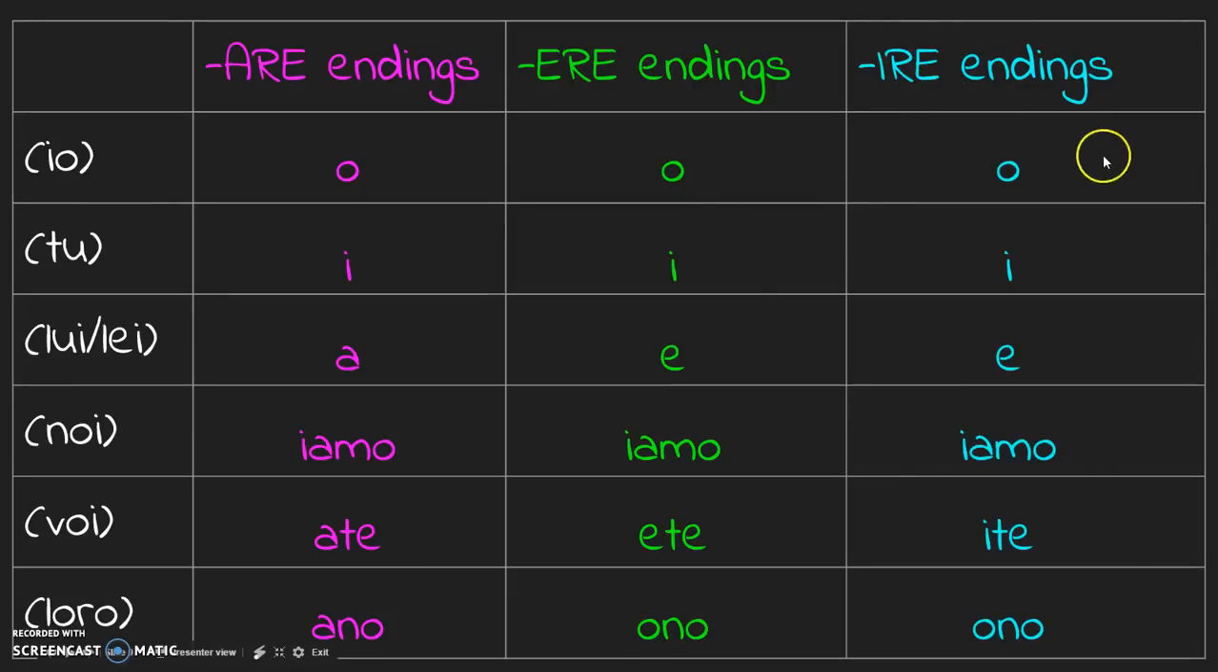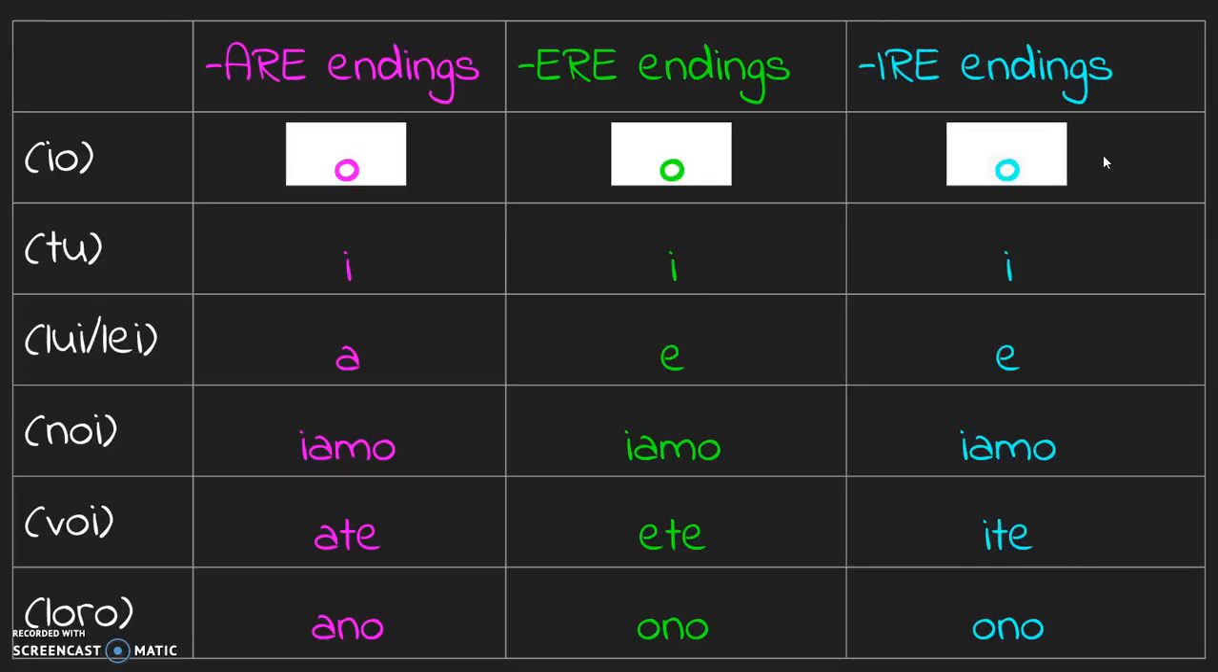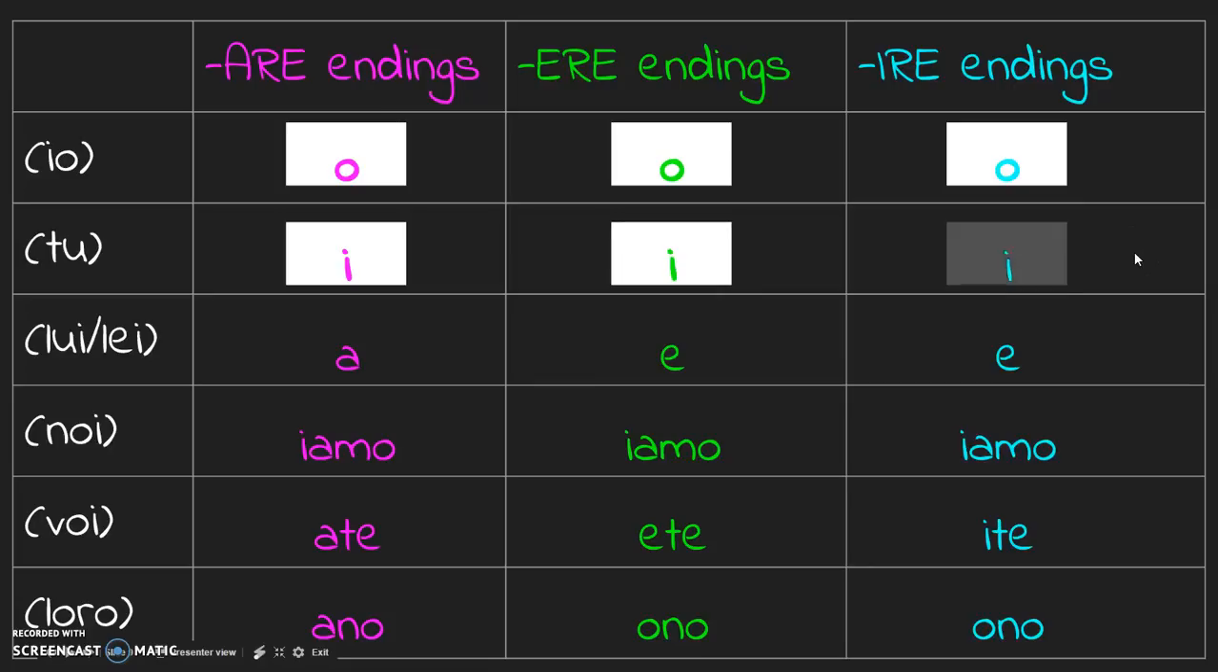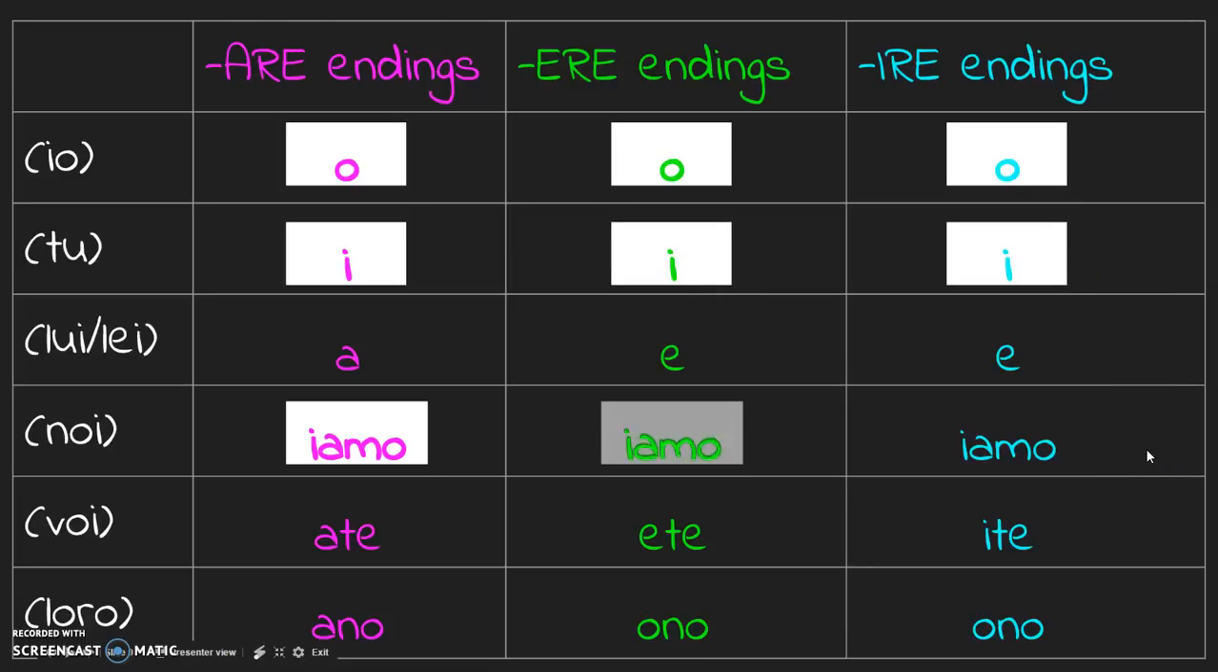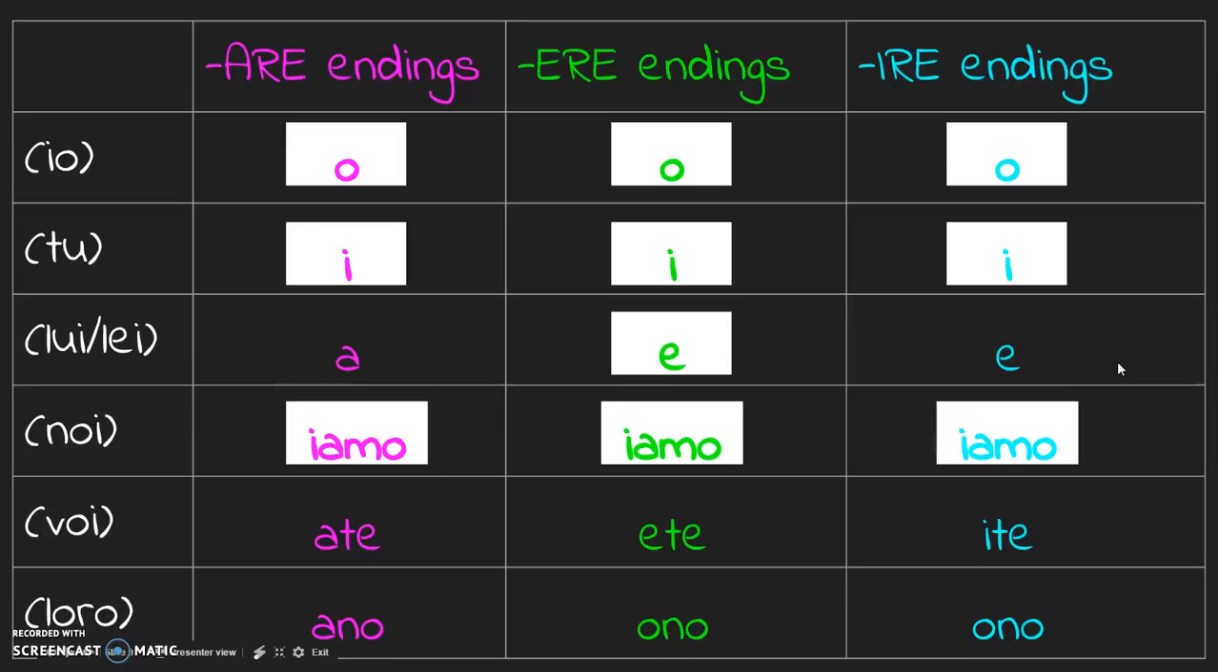So to look at some similarities, the io form always ends in o. The tu form always ends in i. And the noi form always ends in iamo. Ere and ire verbs have the same endings for the lui and lei forms. They both end in e. And ere and ire verbs also have the same endings for the loro forms. They both end in ono.